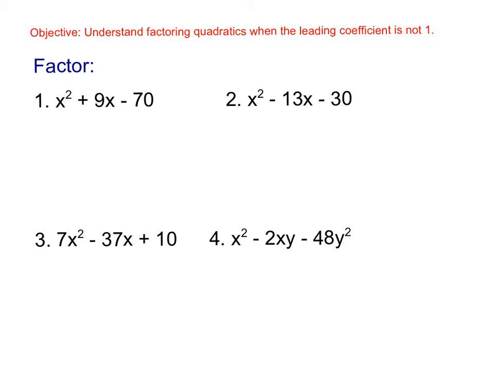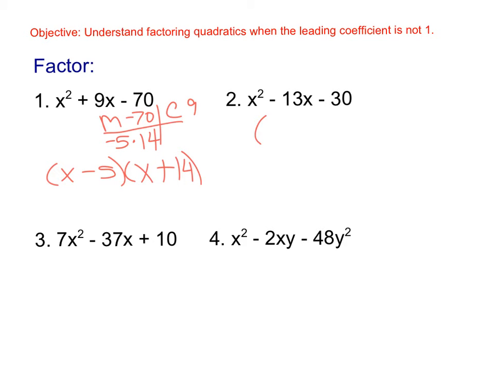So for number 1, we are multiplying to negative 70, combining to 9. So let's see, it was not 10 and 7. How about 5 and 14? Ooh, that's it. So 14 and negative 5, so x minus 5, x plus 14.